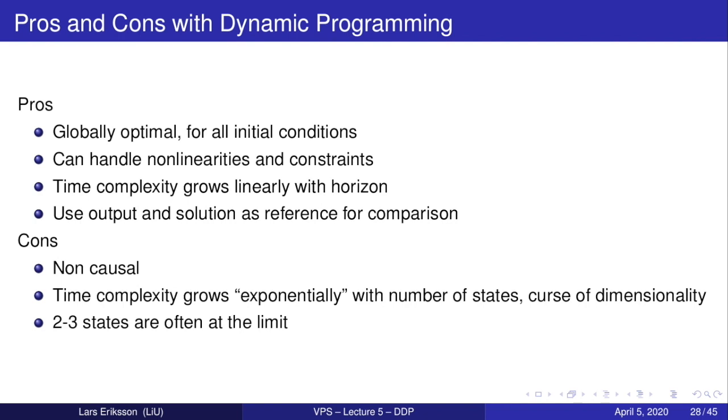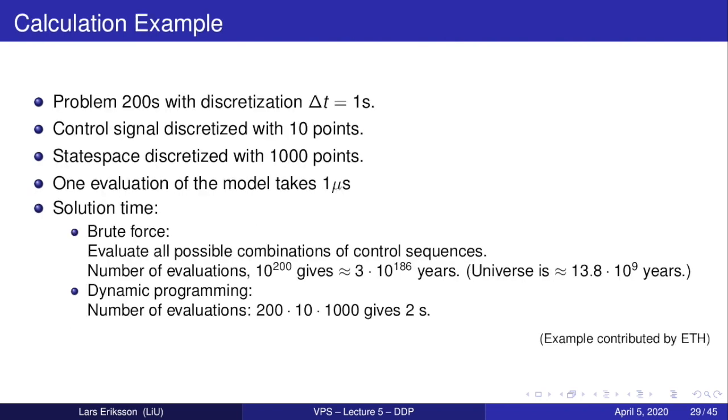Having mentioned the time complexity, one might get discouraged by the exponential growth, but to illustrate that this is quite a huge step forward compared to enumerating all solutions, we look at the following example. We have a problem where we are running over 200 seconds with a discretization of 1 second. So we have 200 steps to fulfill. So that's the time horizon. Then we have a control signal that's discretized with 10 points, and we have a state space that's discretized with 1000 points.